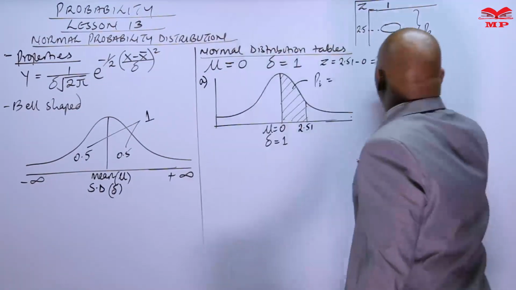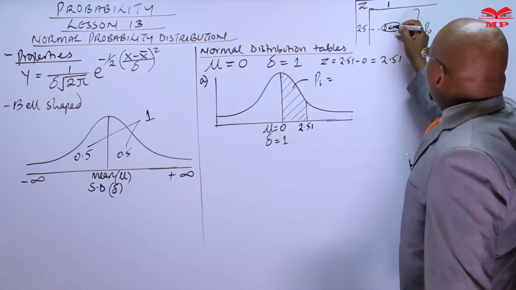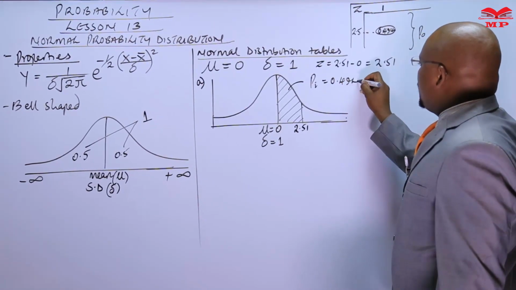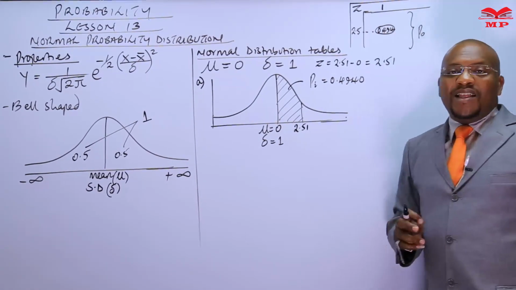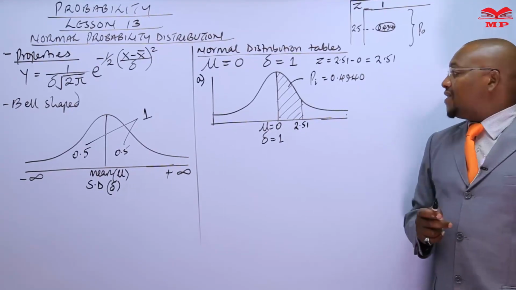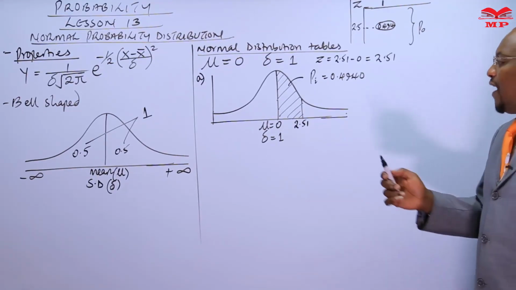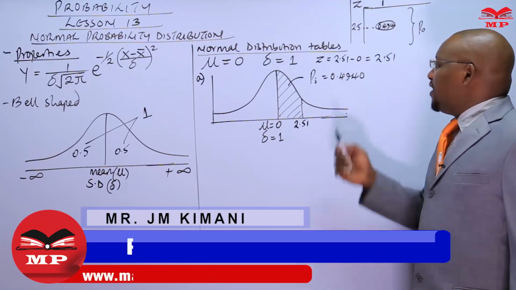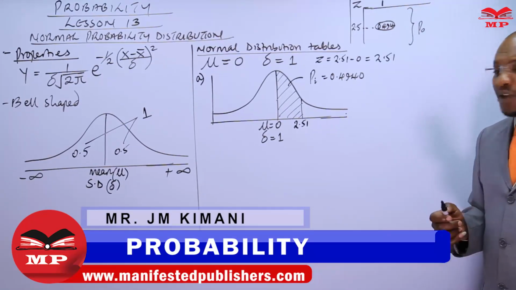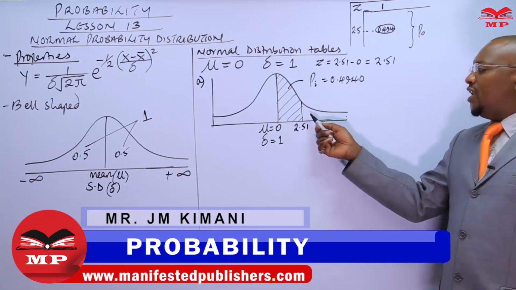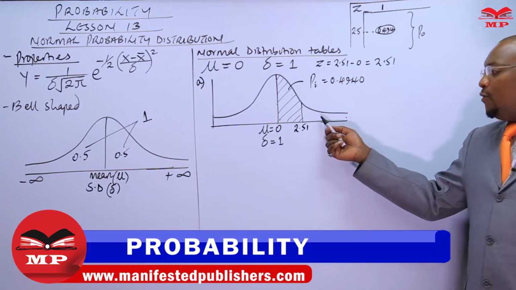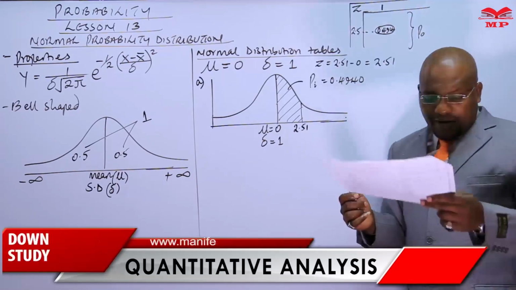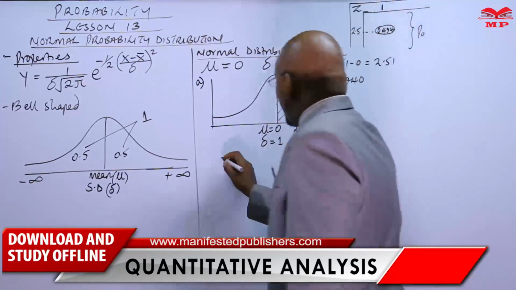0.4940. So that means our area is 0.4940. That there is a 49.4% chance that a value lies between 0 and 2.51. It is probable to have that. But we still have a small probability that the value may not be within, maybe above 2.51. That is part A.